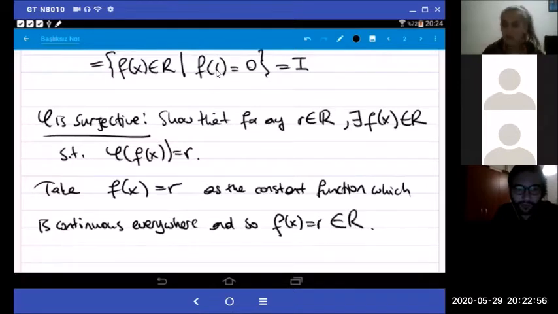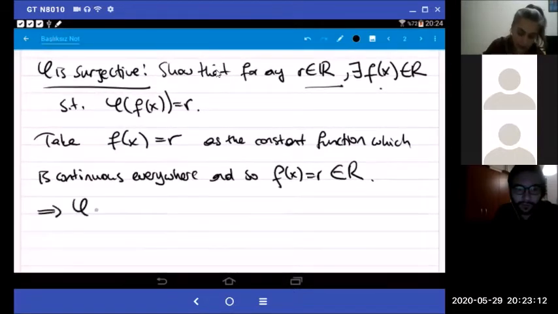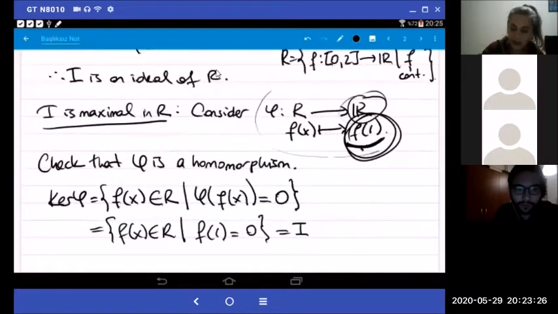So since for an arbitrary real number R, we can find a continuous function from the ring such that the image of f is equal to R, this means that phi is actually an epimorphism. Hence, phi is an epimorphism. Now, we have a surjection, an epimorphism, whose kernel is I.